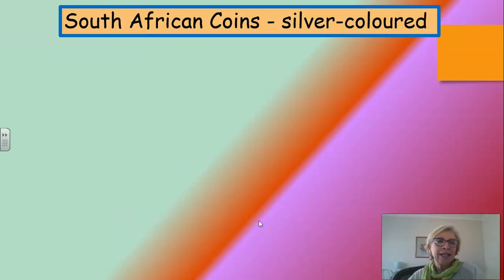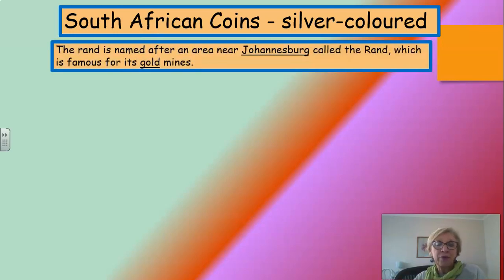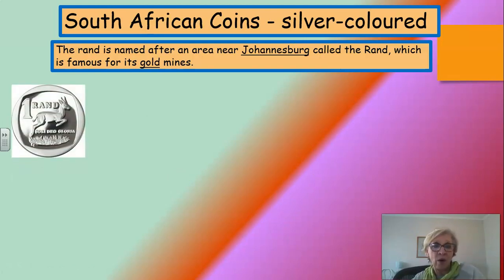Money. Right, so South African coins. And we're going to begin with our silver colored coins. But before we do that, let's have a little bit of a history lesson. So where does the word rand come from? The rand is named after an area near Johannesburg called the Rand, and that area in Joburg is famous for its gold mines. So we now call our money rands.